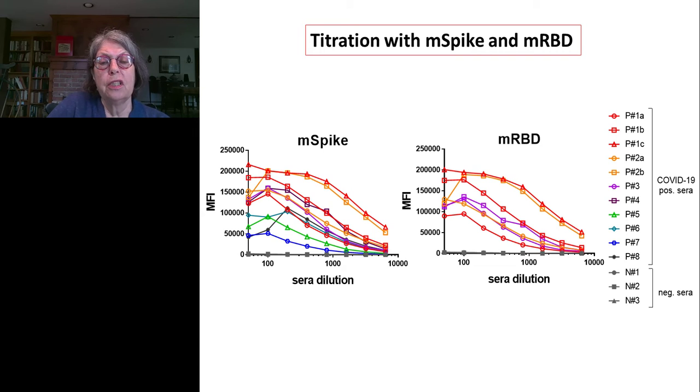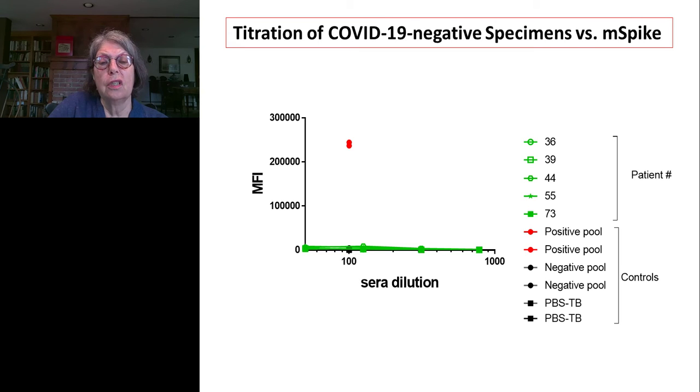But to give you a better sense of the negatives, I'm showing you in this slide what the negatives look like in terms of the titration. The green lines lie very close to the 0 mark, whereas a positive pool of sera at 1 to 100 dilution scores appear where the red dots are. And again, the negative pool and the PBS negative controls are in black. It's very hard to see them because they're right down at baseline.